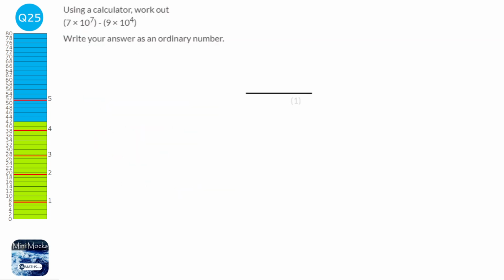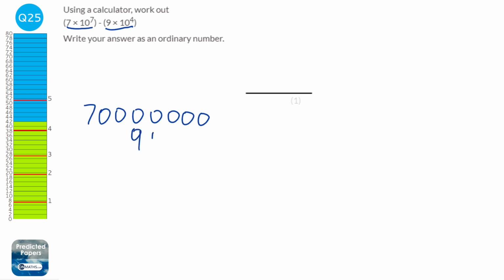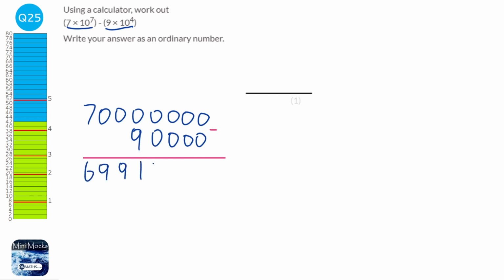So the only way of answering this question is to work out what these are as ordinary numbers. And so 7 times 10 to the power of 7 would be 7, 1, 2, 3, 4, 5, 6, 7. And 9 times 10 to the power of 4 would be 90,000, so that would be 9, 0, 0, 0, 0. And so we're just subtracting them like that. And so we'll get 6991000.